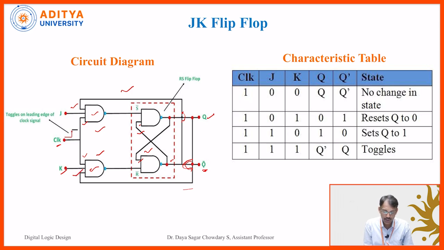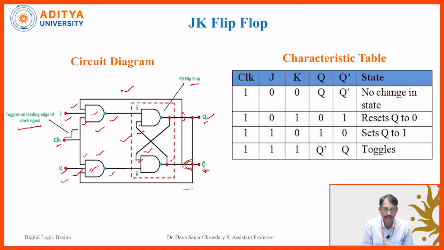Q and Q bar are the outputs, and they are given as inputs again, one to the J NAND gate and the other to the K NAND gate. So the outputs are fed back to the inputs, and it forms a loop. Here, as usual, is a simple SR latch, the SR flip-flop. The extra JK circuit is connected to the SR flip-flop, and finally we get the JK flip-flop. Here it toggles on the leading edge of the clock signal, so we use the clock signal for the toggling condition.